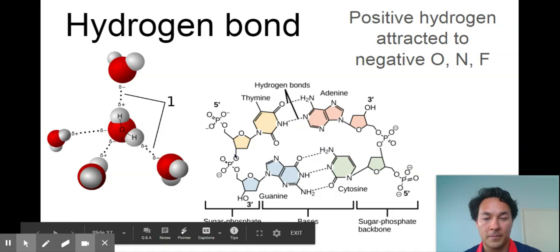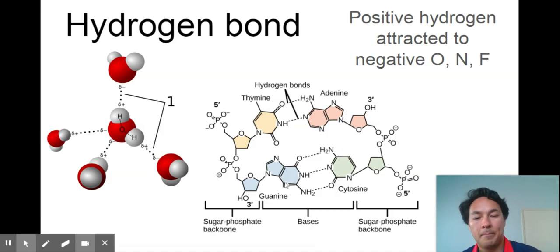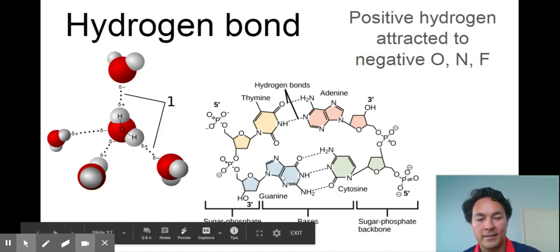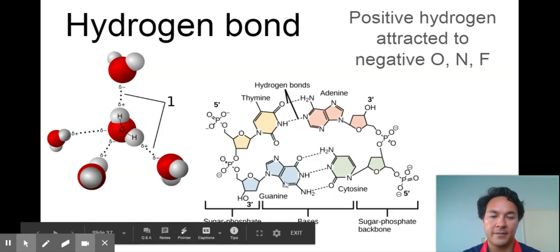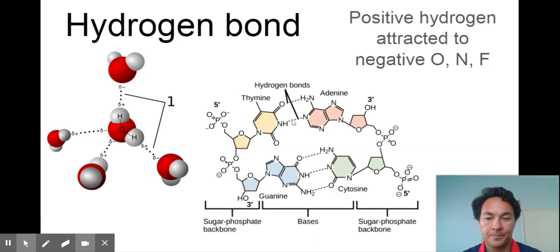Covalent bonds are strong bonds, as we said earlier. But the nitrogenous bases that code for proteins, that give us who we are, are held together by weaker hydrogen bonds. You are the summation of all the proteins coded for by your DNA. A hydrogen bond, just like you can see in this picture here, is when the more positive hydrogen is attracted to a more negative element. The negative elements we will think about are oxygen, nitrogen, and fluorine.